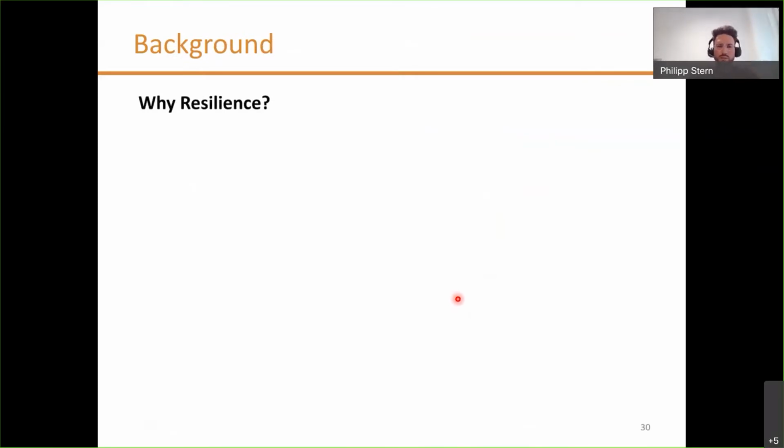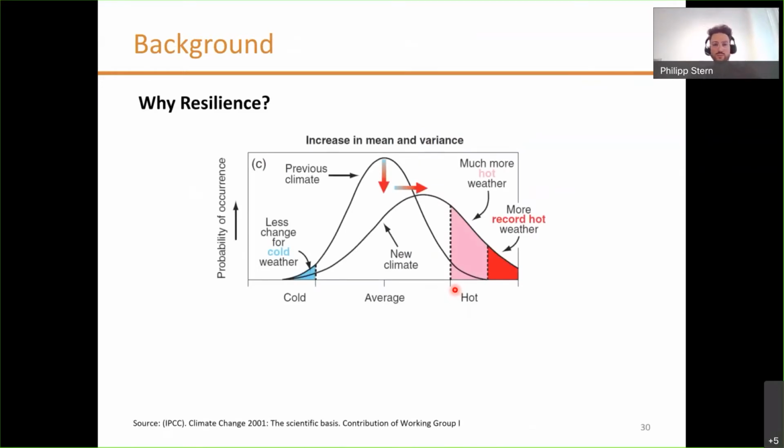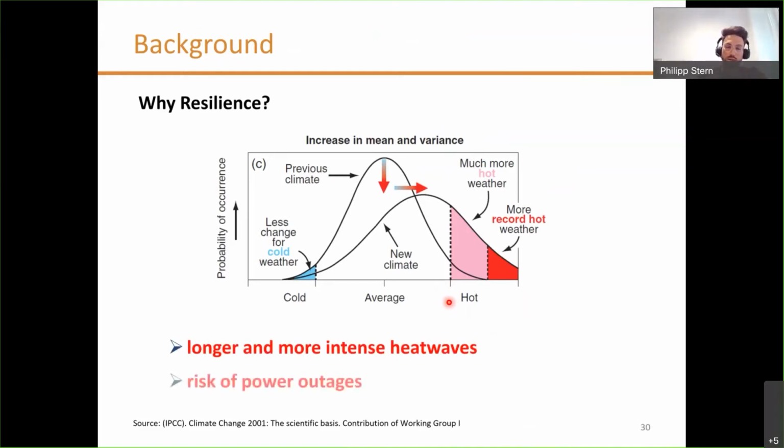So why resilience? Why is this such an important issue? It's just a short diagram, which you probably know. We know that the climate is changing and that we will in the future experience more severe and longer heat waves. This is just a matter of the climate shift, and in connection to this, the risk of power outages due to peak load demands and other effects.